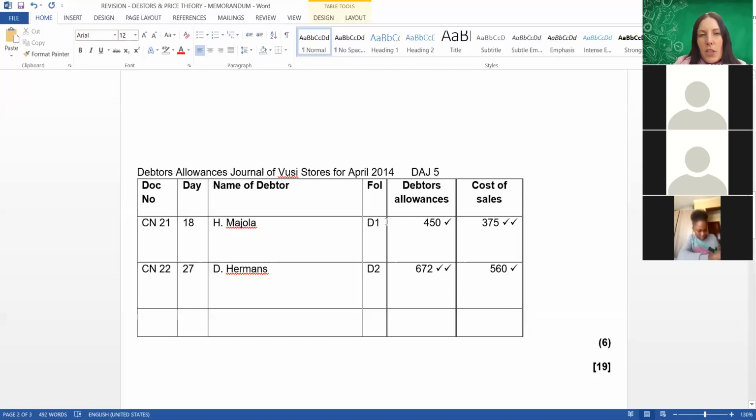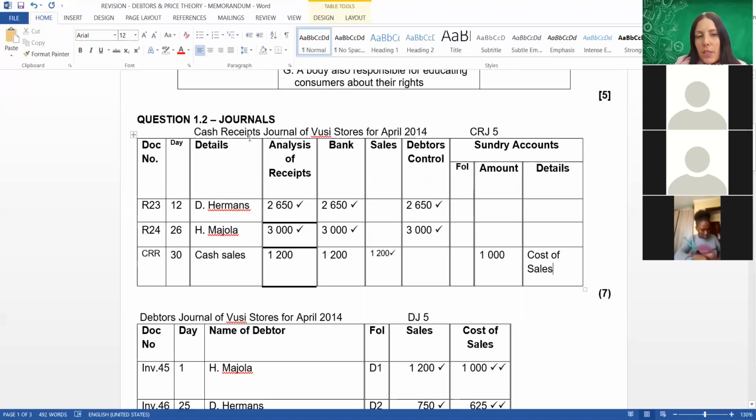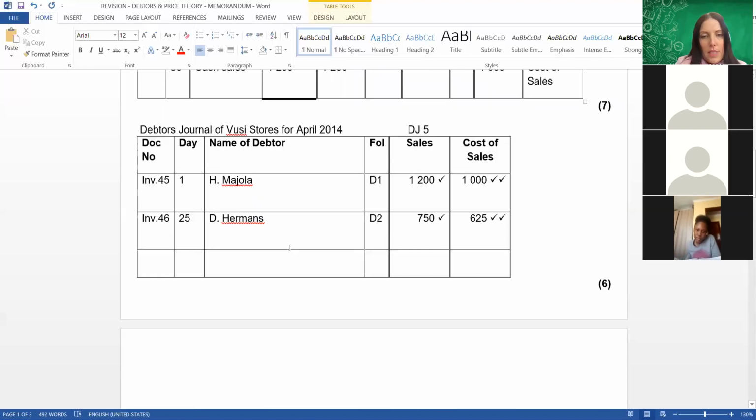I see grade 9s. I just want to go back to the CRJ. In your answer sheet, there's a folio column in front of analysis of receipts. So you probably wrote next to D. Hermans, or you should have in the folio column D2 or whatever number you've given to the debtor, and by H. Majola, let's say D1, so as long as the numbers correspond. And there wouldn't be any folio number next to cash sales because we haven't dealt with a debtor there. I just see your answer sheet does have that, in mine it somehow disappeared.